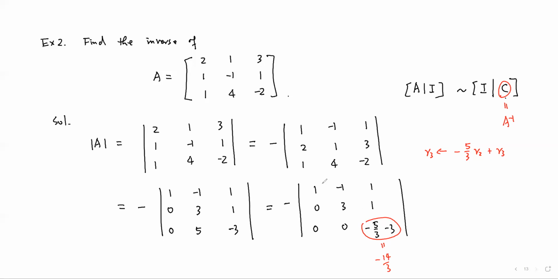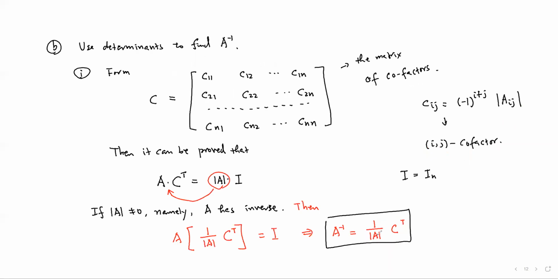Now this is an upper triangular determinant. The determinant is equal to the product of the main diagonal entries. So 1 times 3 times negative 14/3. So this is a positive 14. This is the determinant of A. Now the determinant of A, I got it.